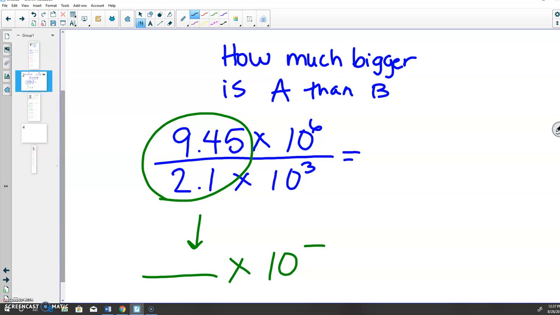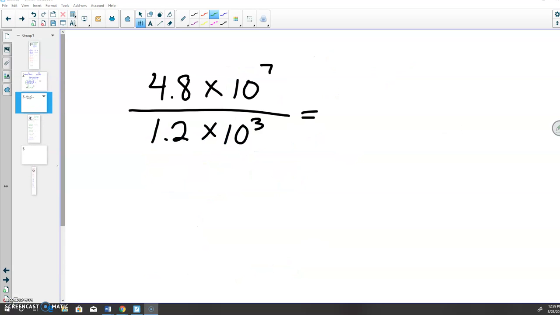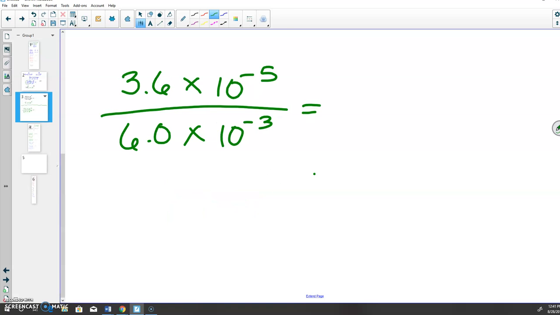So when you did 9.45 divided by 2.1, what did you get? 4.5, and then 6 minus 3 is 3. So stadium A is 4.5 times 10 to the 3rd times bigger than stadium B. If you do 4.8 divided by 1.2, what do you get? 4. 4 times 10 to the 7 minus 3 is 4. 4. If you have 3.6 divided by 6, what do you get?